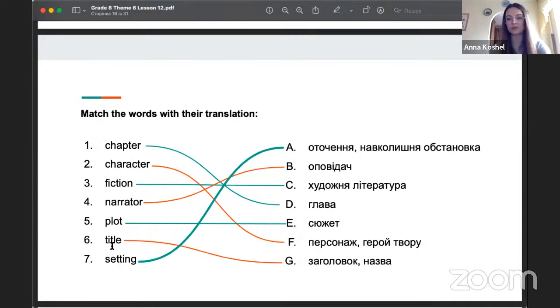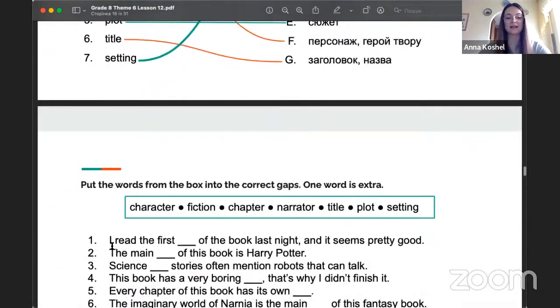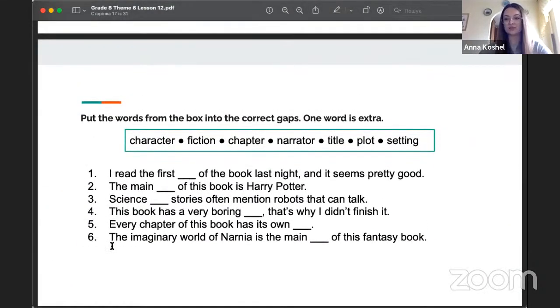setting, оточення, навколишня обстановка. So here are the words that are connected with the books, literature, and literature genres. That's very good that you know them. We have revised them. Now let's take a look at the sentences. Your task is to put the words from the box into the correct gaps. One word is extra. Зараз нам необхідно поставити слова з таблички в відповідні пробіли. Одне зі слів буде зайвим.